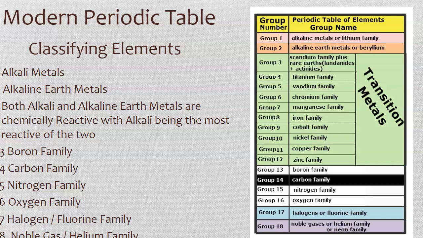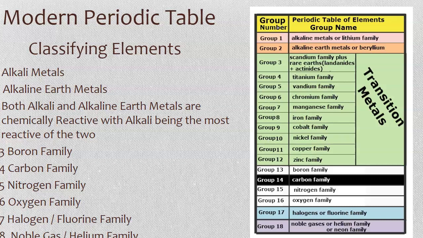More on that later. 13, if you look at the top of column 13, the first element is boron, therefore it's called the boron family. The first element in column 14 is carbon, therefore it's called the carbon family. First element in column 15 is nitrogen, therefore it's called the nitrogen family. First element in column 16 is oxygen, therefore it's the oxygen family.